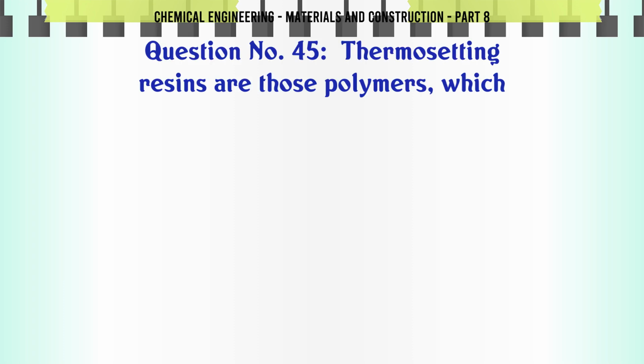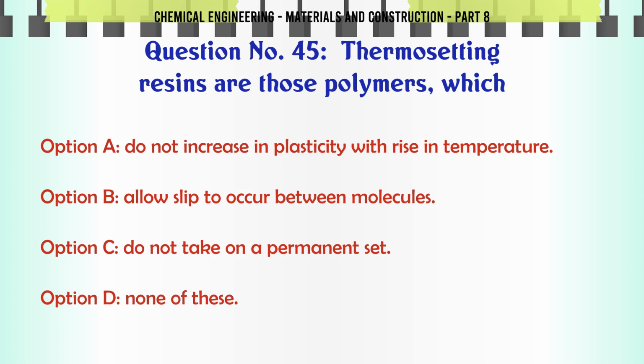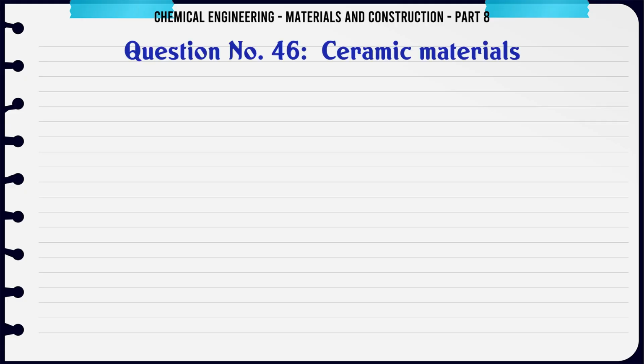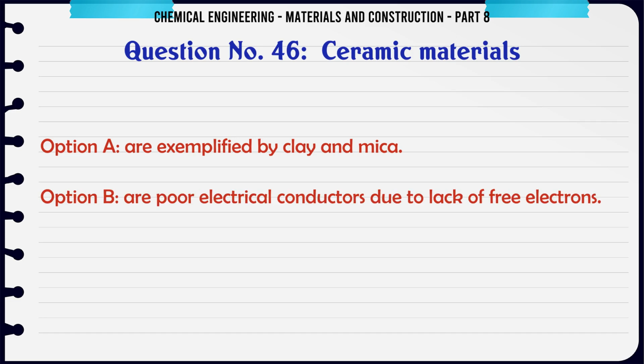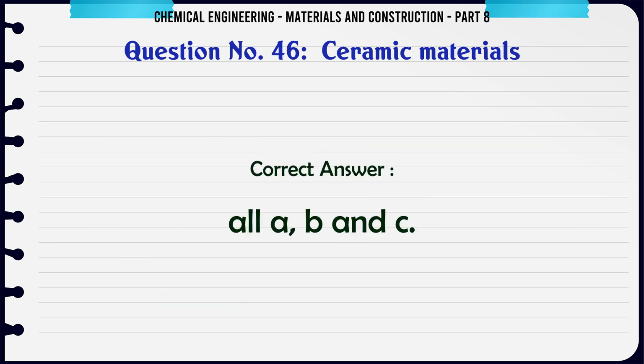Thermosetting resins are those polymers which A. Do not increase in plasticity with rise in temperature, B. Allow slip to occur between molecules, C. Do not take on a permanent set, D. None of these. The correct answer is do not increase in plasticity with rise in temperature. Ceramic materials A. Are exemplified by clay and mica, B. Are poor electrical conductors due to lack of free electrons, C. Never exhibit polymorphism, D. All A, B and C. The correct answer is all A, B and C.